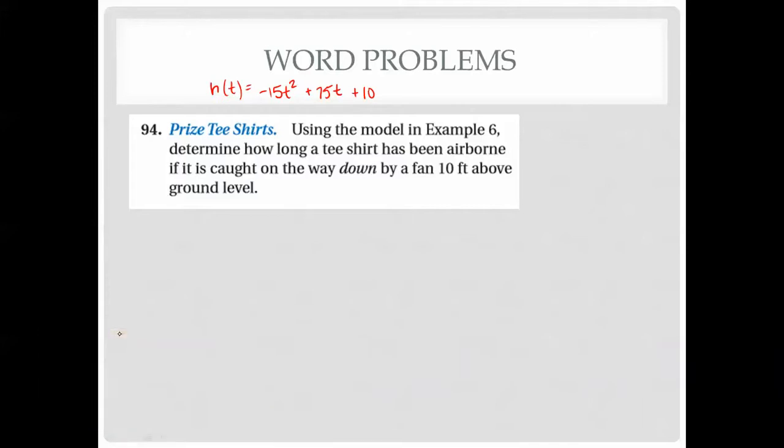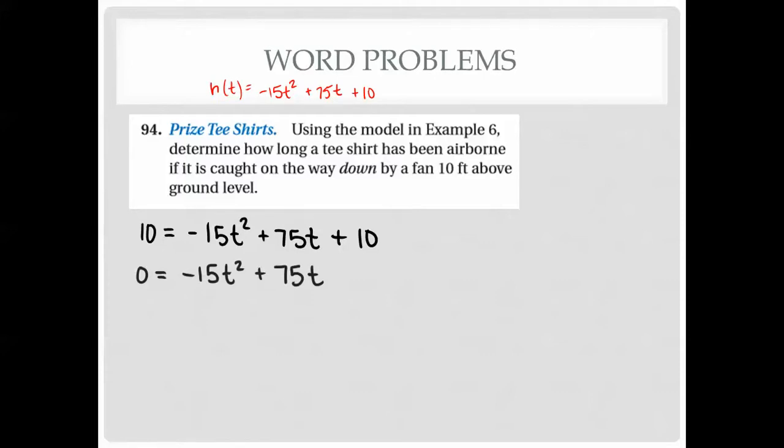Same process as before. We're going to plug in 10 for h of t. And then we want the polynomial equation to equal 0, so we're going to subtract 10 from both sides. When we do that, we get rid of the constant on the right entirely. So we get 0 equals negative 15t squared plus 75t. We're going to factor out the GCF. In this case, the GCF is negative 15t, so we'll factor that out. We're left with t minus 5 in parentheses.